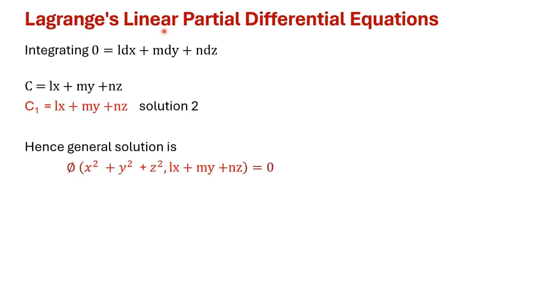We get this. Now on integrating it, integration of 0 will be c, and this term will become l dx will become lx, plus m dy will become my, plus n dz. Integration of z is z, so it becomes nz. So we get this, which is solution 2. Hence the general solution will be equal to solution 1 comma solution 2. So solution 1 is x square plus y square plus z square, comma, and solution 2 is lx plus my plus nz.